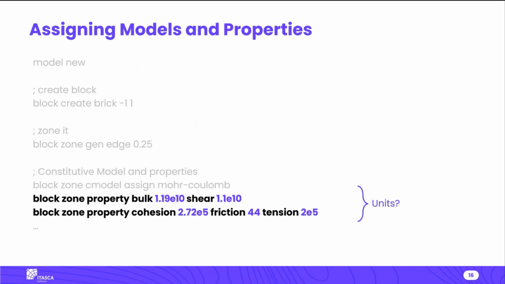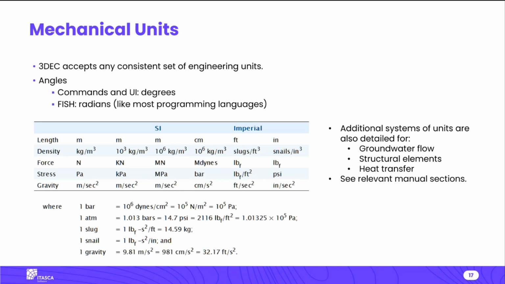Once you have a constitutive model, then you can assign the properties. Note that you can't assign the properties before the constitutive model because it doesn't know what properties exist. So here's just how to do that. Here's the syntax: block zone property, and you give the name of the property and a value. Note again that we are not specifying any units in 3DEC. And this was talked about before. You just have to be careful to be consistent.